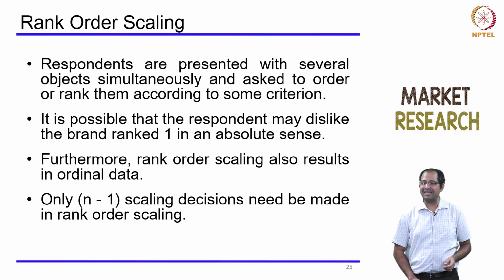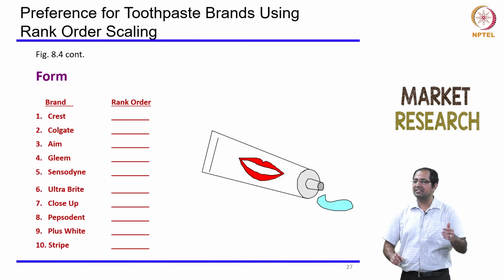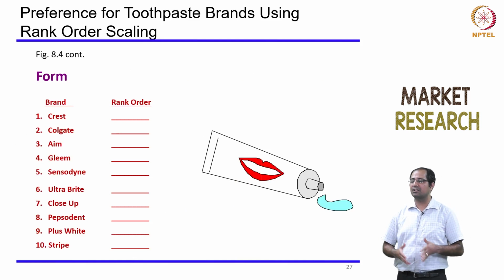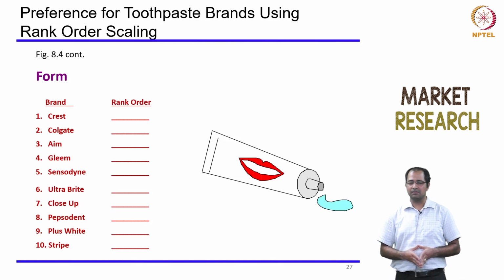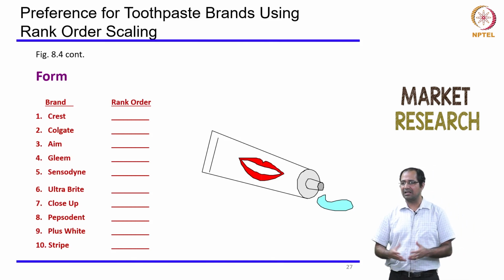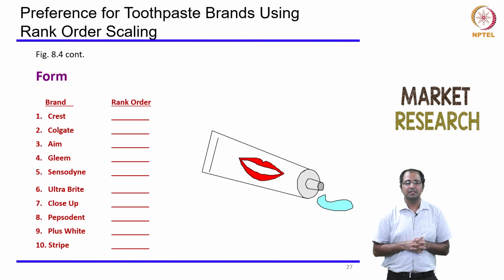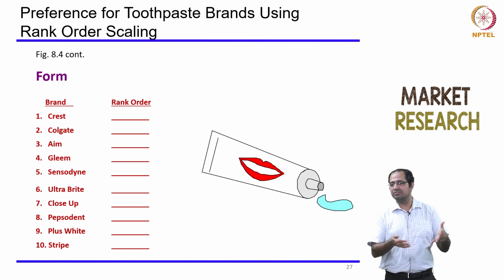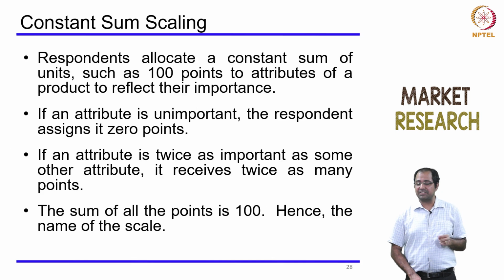Then there is direct method of this rank order scaling. You directly, given the number of brands, these brands, you rank which one you prefer most, give it rank 1 and then give in that order, and the rank 10 should go to the last brand. That is the rank order scaling. When you have more than 5 brands, you can use this. Now the third method in the comparative scaling is called constant sum scaling.